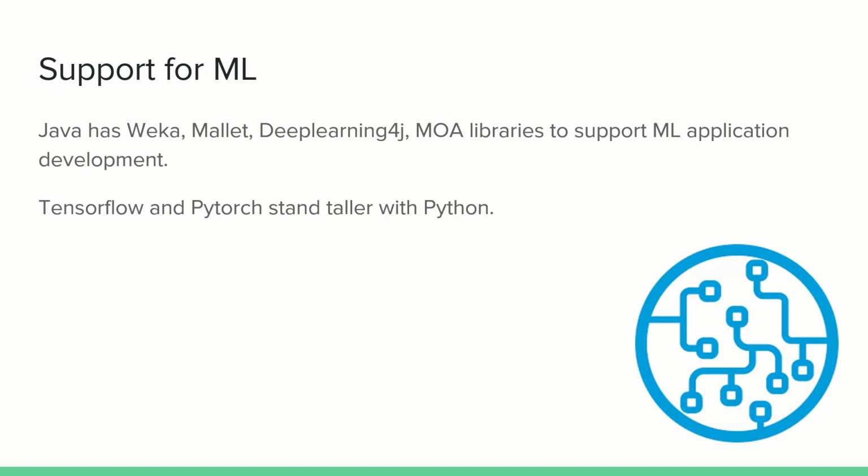Support for machine learning or deep learning. When you go with Java, it has Weka, Mallet, and MOA libraries available to support ML. But at the same time, Python is very rich too. Python has TensorFlow, PyTorch, and it stands taller, real taller. Python is preferred for its ease of usage and the community support and the packages that are available for machine learning and deep learning modules.